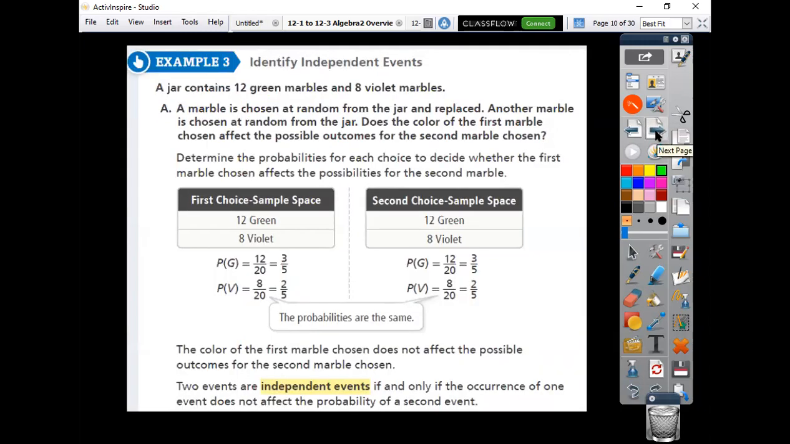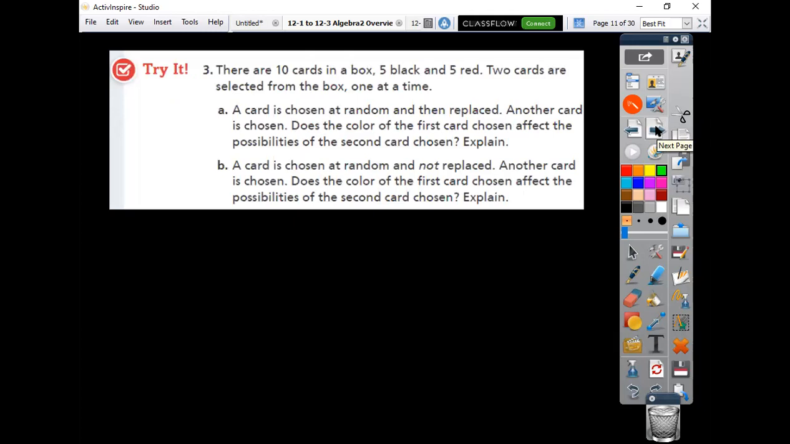Let's see, independent events. This one's talking about these green and violet marbles. And it says a marble's chosen at random from the jar and replaced, and another marble is chosen at random. But since it's replaced, the probability is independent each time. They aren't going to be affected by the marble. Let's take a look at the next example, and maybe this will bring it out.